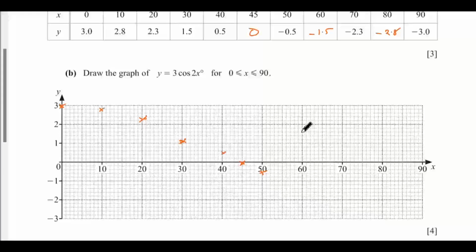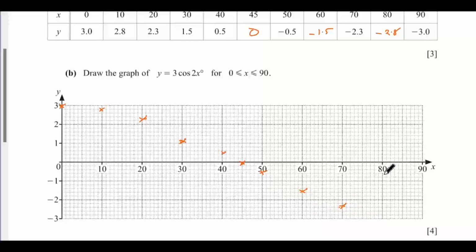So when x equals 60, it is minus 1.5. So this is 1 here. So 1.2, 1.4, then 1.5 will be in between here. When it is 70, it is minus 2.3. So 70, minus 2.3, it will be minus 2, minus 2.2. Then it will be in between here and here.